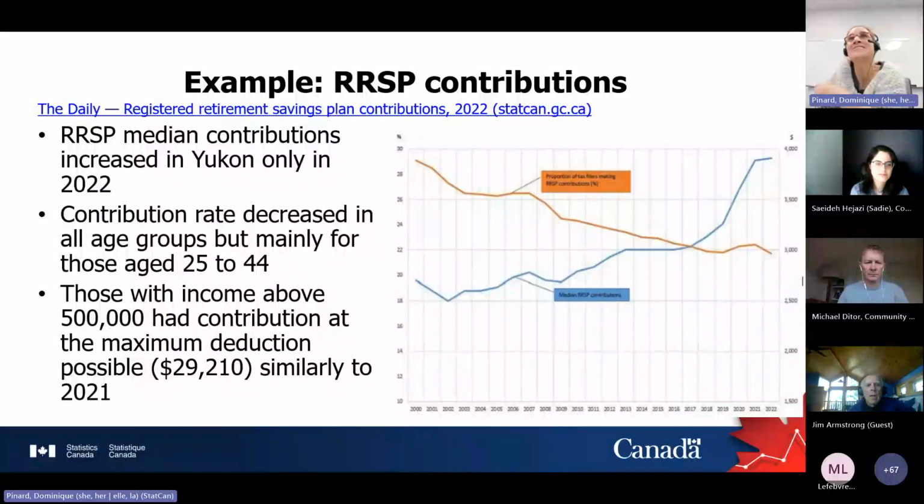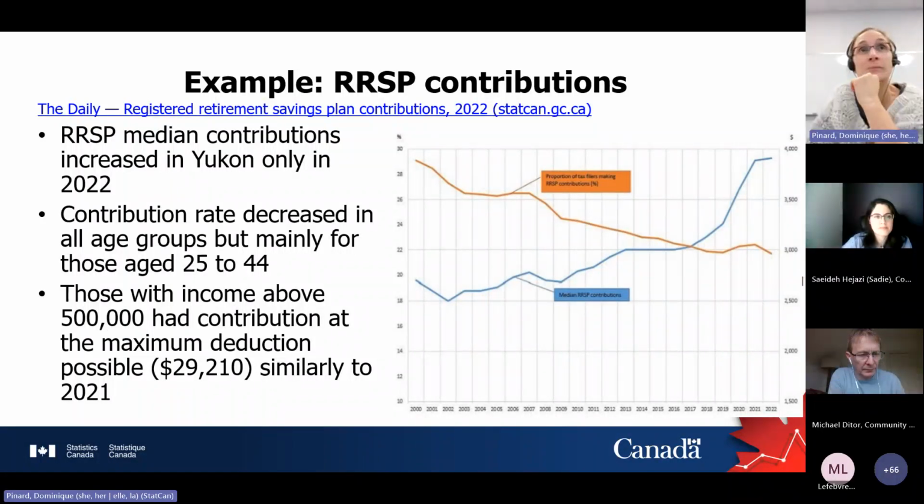So the proportion of tax filers making RSP contribution have been on the downward trend, but the median contribution has been going up. In 2022, median contribution only increased in Yukon, and the contribution decreased especially for the 25 to 44-year-old. We also see that those with income above $500,000 had reached their maximum contribution in 2022, which is similar to 2020, which is a phenomenon that's similar to 2021 data.